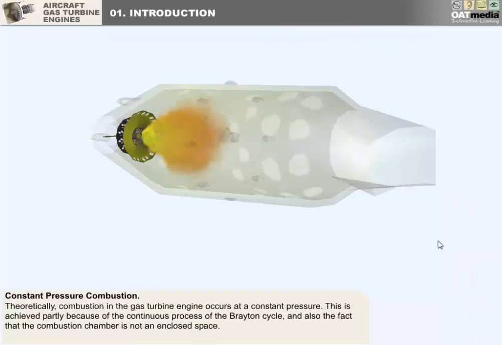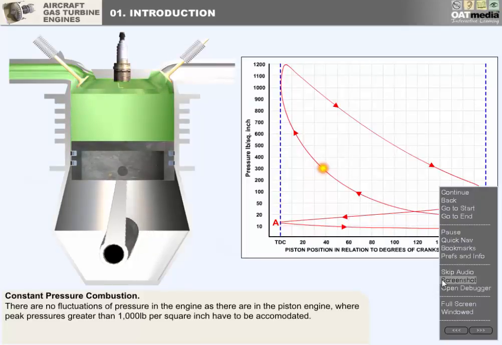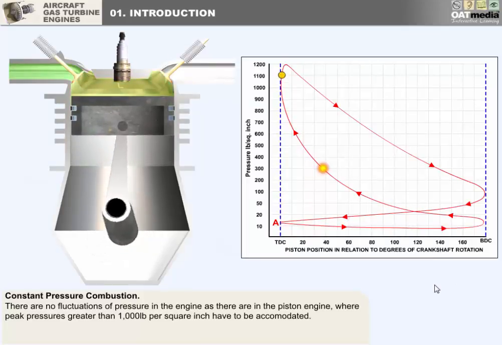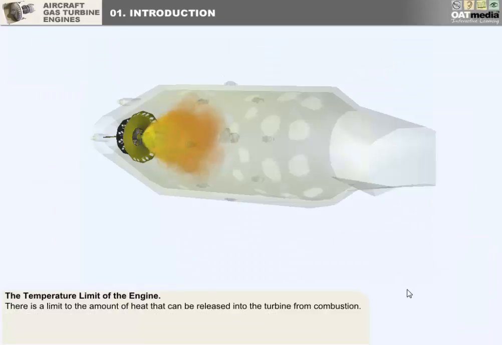As we previously stated, theoretically combustion in the gas turbine engine occurs at a constant pressure. This is achieved partly through the continuous process of the Brayton cycle, and also by the fact that the combustion chamber is not an enclosed space. These circumstances ensure that there are no fluctuations of pressure in the engine as there are in the piston engine, where the turbojet is a heat engine.